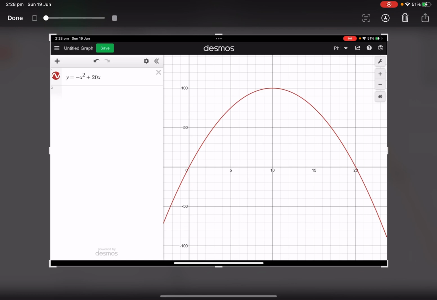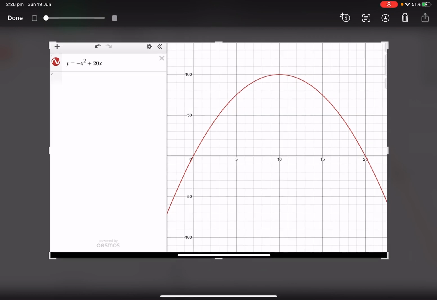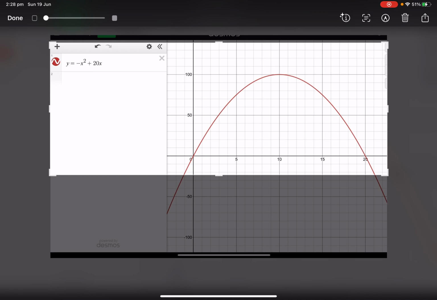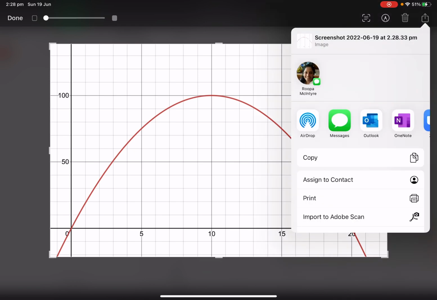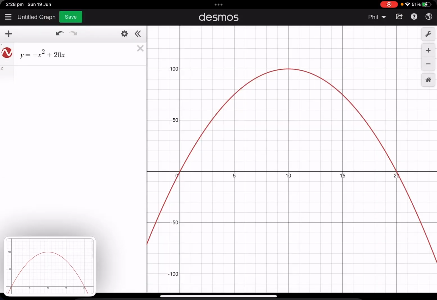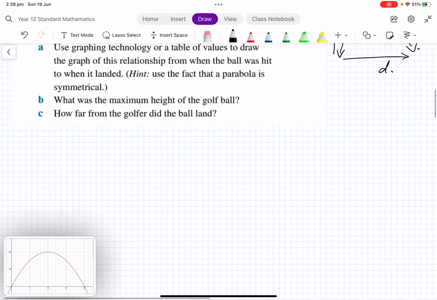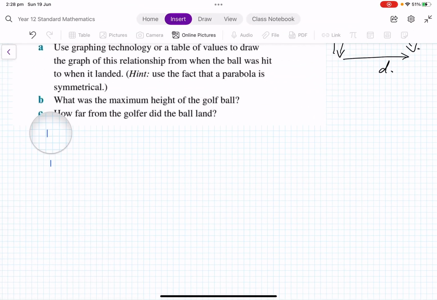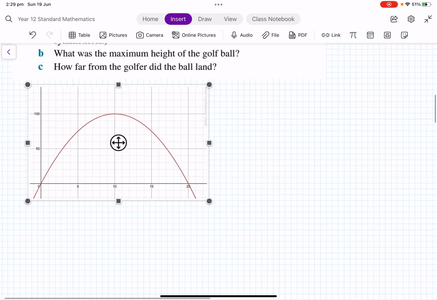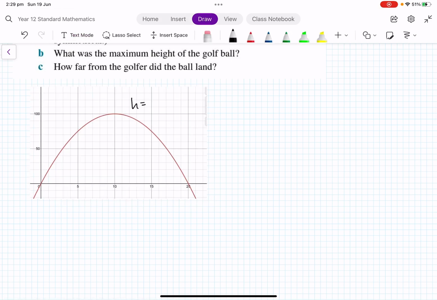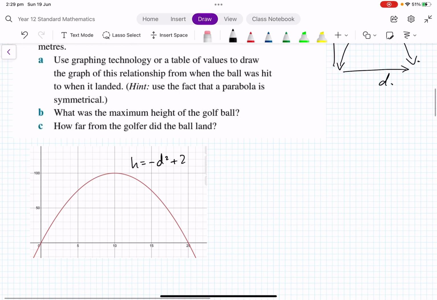So we'll just trim it a little bit so that we get rid of all the unnecessary stuff. You can just have it from that, and we'll copy it, and we can go across and put it over here, which would be nice. Insert. Let's see if we can just paste that in. There we go. Okay, so we'll just move that. And so that is h equals minus d squared plus 20d. All right, and so that is my h, and that is my d.